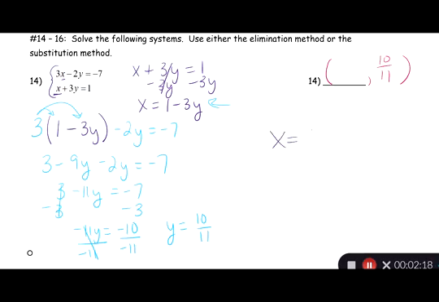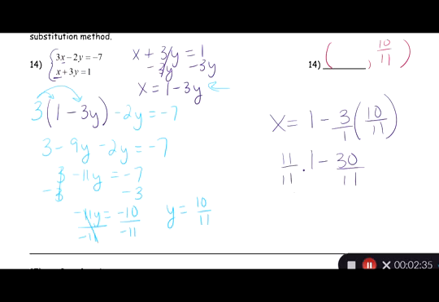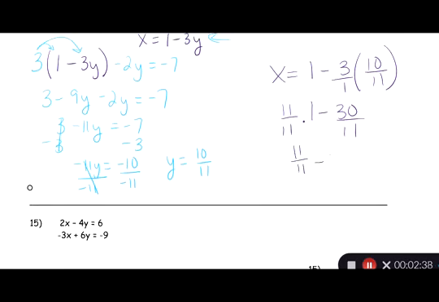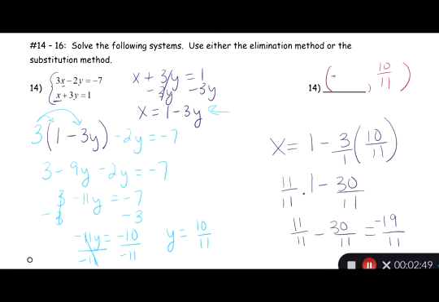So x equals 1 minus 3 times 10 over 11. Remember fraction operations: you put the 3 over 1 and multiply straight across. So I get 1 minus 30 over 11. I'm going to get an LCD of 11, so multiply 1 by 11 over 11, which becomes 11 over 11 minus 30 over 11, which gives me 11 minus 30, which is negative 19 over 11. So my final answer is negative 19 over 11 and 10 over 11, my x and my y. It's a point. I could plug these two back into both equations, and I should get a true statement for each equation, which would show me that this was the correct answer.